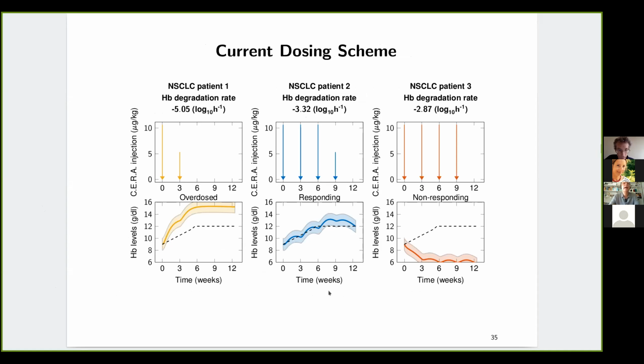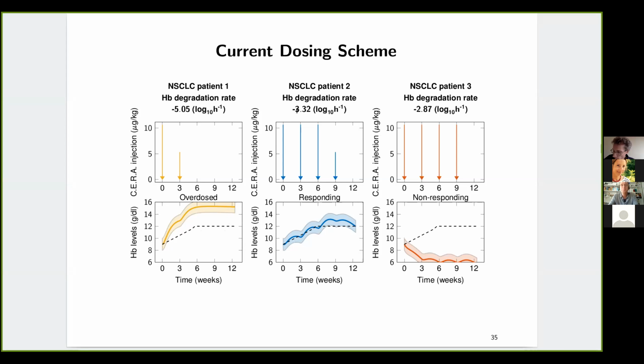So if you now apply this scheme, and these are real patients, here is a patient that has a very small degradation rate of HB. It gets 2 doses after the scheme, and you see he is heavily overdosed. So this is a candidate for cardiovascular problems. And here I also show you this kind of not too fast increase. So there is a certain slope that should be followed to get to the value of 12. If you do it this way, people feel very unhappy.